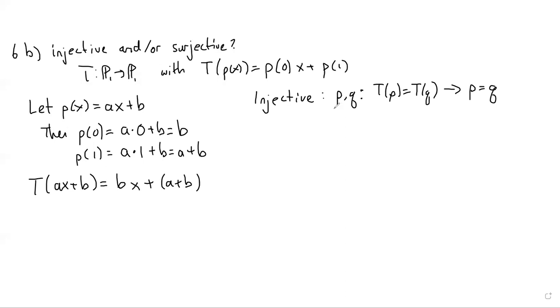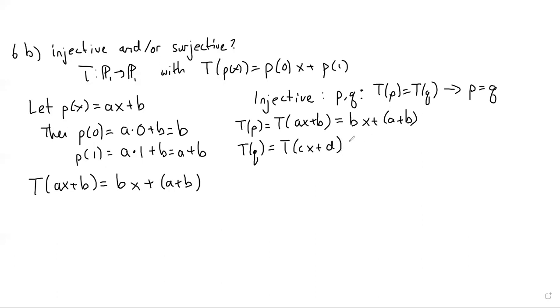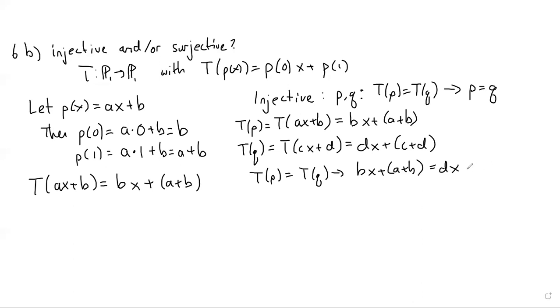So that's what we're going to do. Let's just take arbitrary polynomials P and Q. If we have AX plus B, T of that is BX plus A plus B. If I follow the same rule for Q, I'm going to define Q to be CX plus D. Then T of Q is DX plus C plus D. And if these two things are equal, so if T of P equals T of Q, this means that BX plus A plus B equals DX plus C plus D, and that's for all X values.